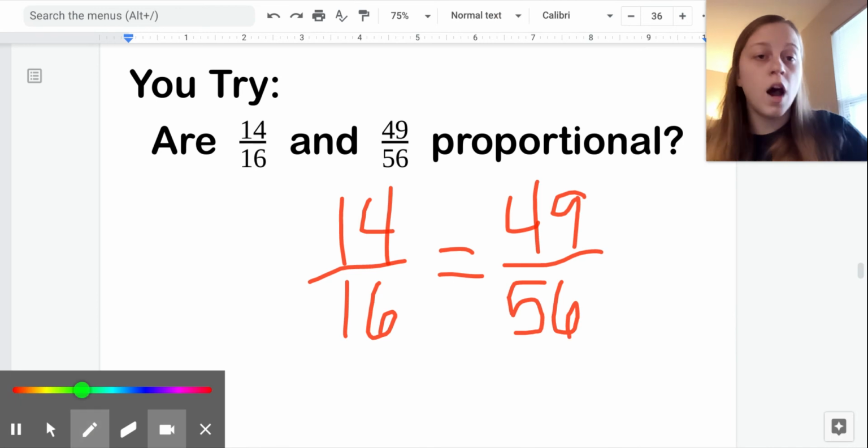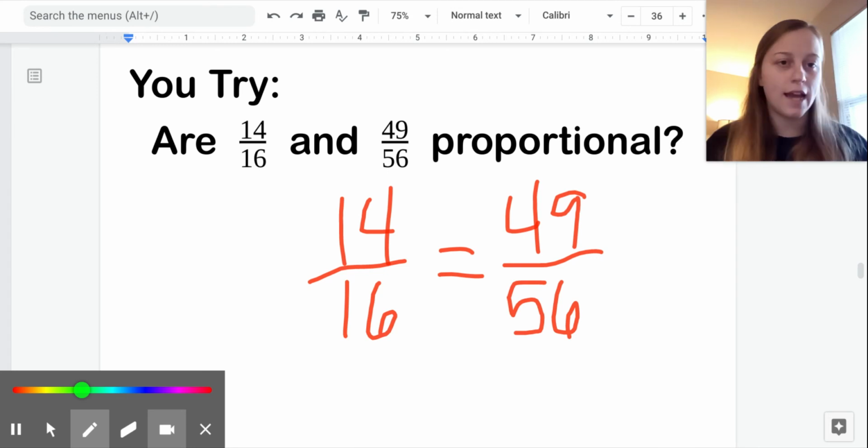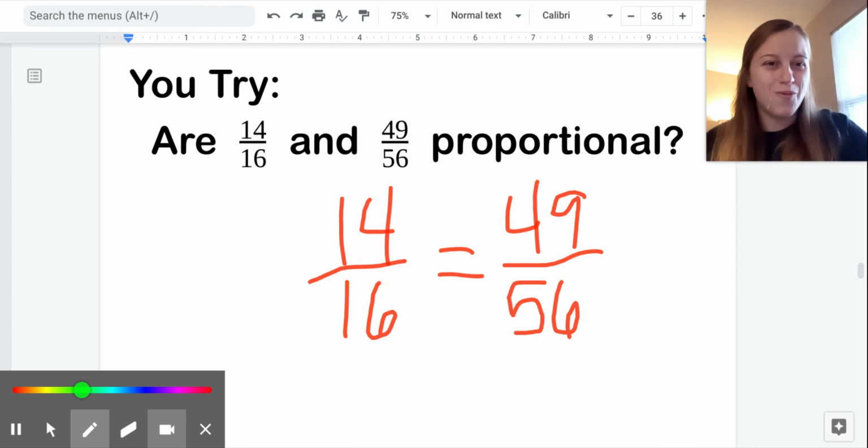Again, you want to cross multiply. So multiply across one diagonal, multiply across the other diagonal. Go ahead and pause the video while you work.